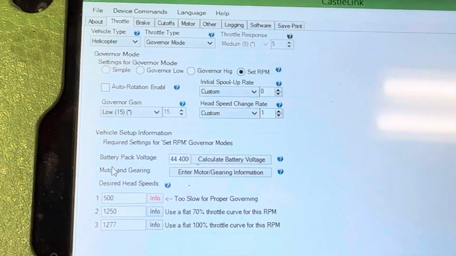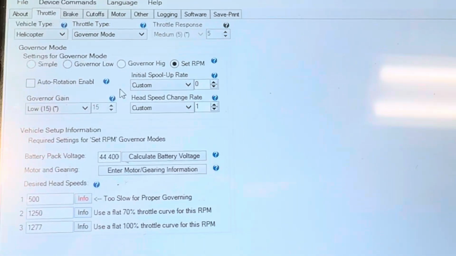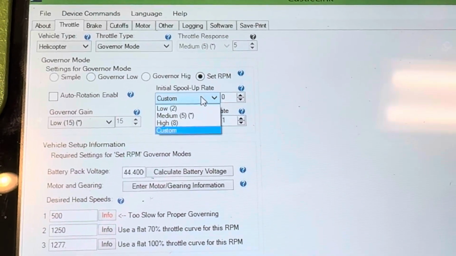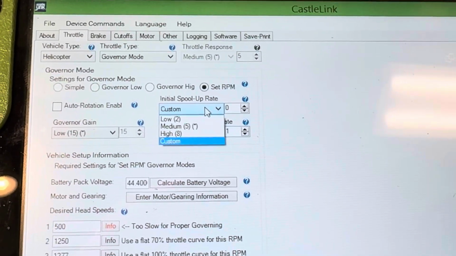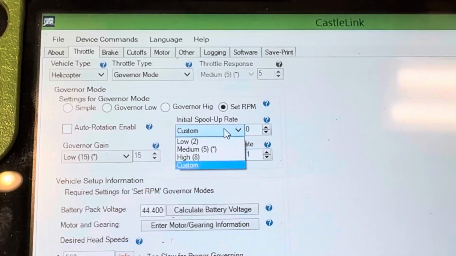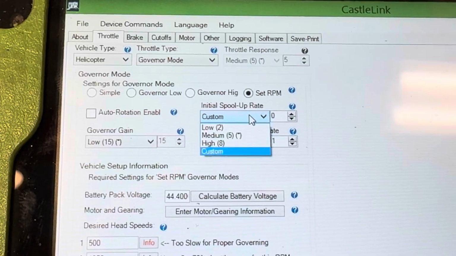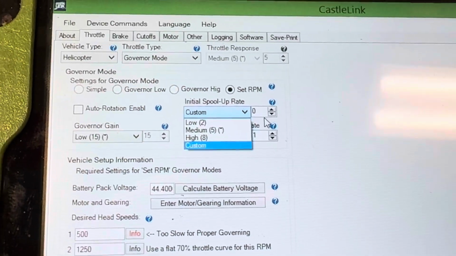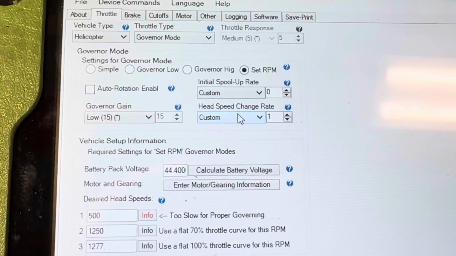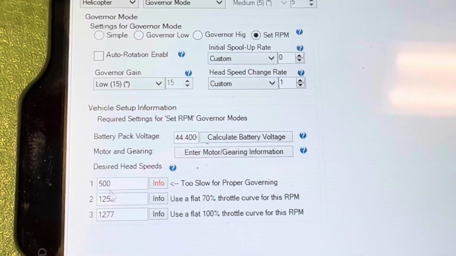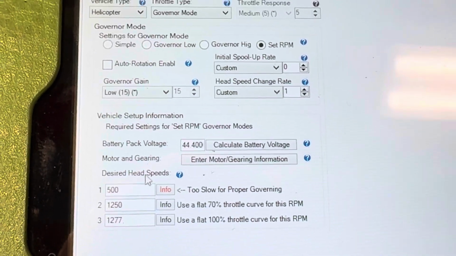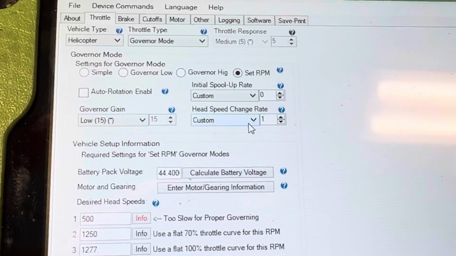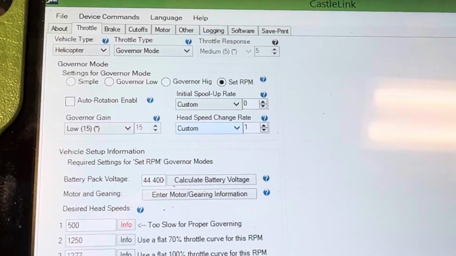The other part of this is the initial spool up rate. And I usually have it set, and this is custom, at zero. Because I don't want a really hard hit on the RPM, and two is even kind of a hard hit for a scale helicopter. So I do it at zero, right there. Then, since I have a change rate between the 500 RPM and the 1250, I don't want that to go screaming from the low head RPM to the higher head RPM. I do a custom head change rate, and I do it at 1.